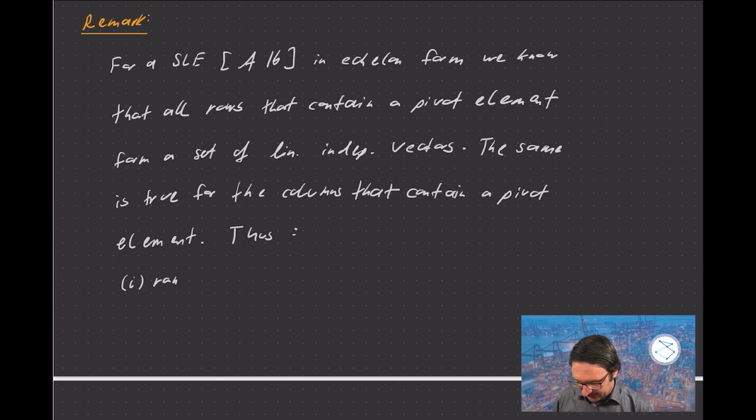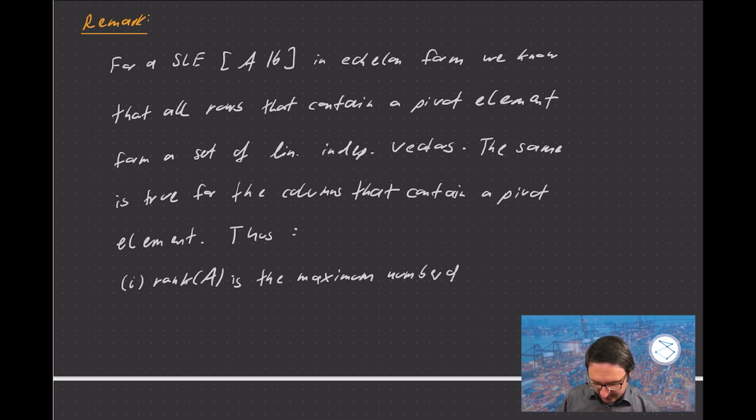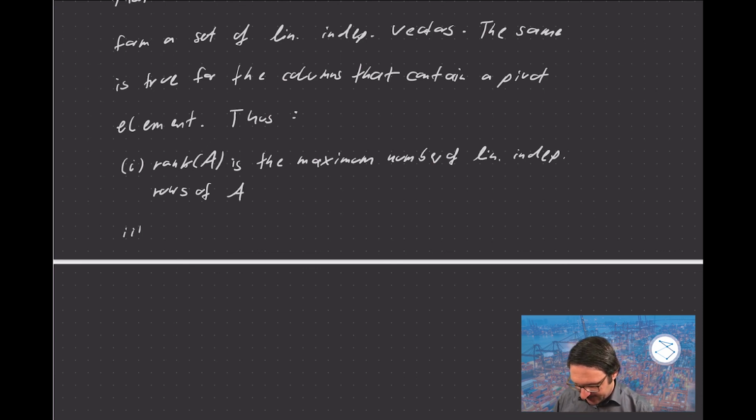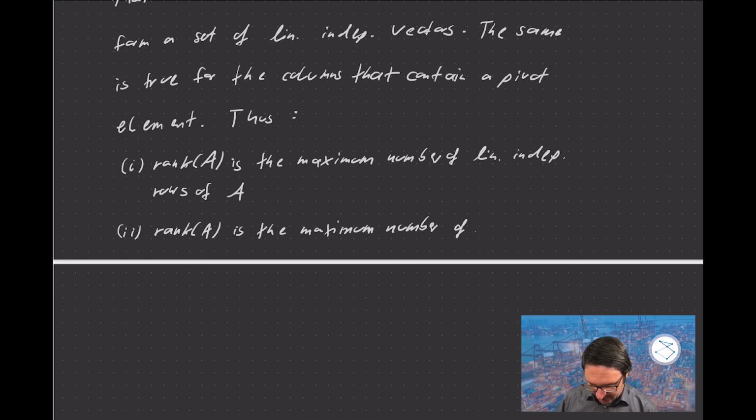So the rank of A is the maximum number of linearly independent rows of A, and at the same time the rank of A is the maximum number of linearly independent columns of A.